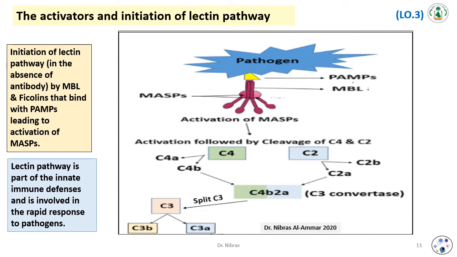MBL is mannose-binding lectin protein found in circulation bound with protease enzymes known as MASPs. The MASP is mannose-associated serine proteases. These MASPs are enzymes, proteases, found in circulation bound with MBL and ficolin, involved in the lectin pathway of the complement system and responsible for cleaving C4 and C2 into fragments to form C3 convertase, activated when MBL is bound to PAMPs.